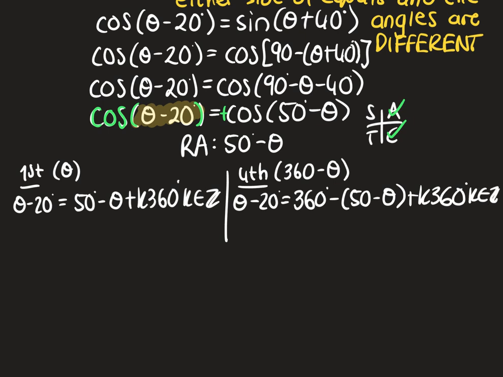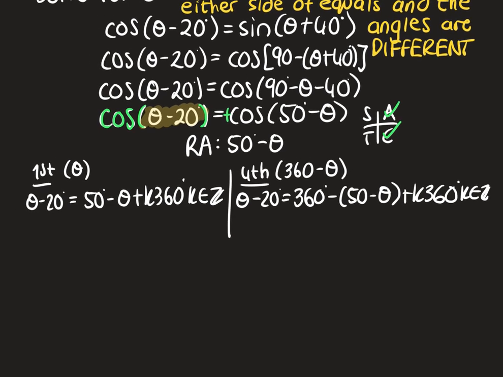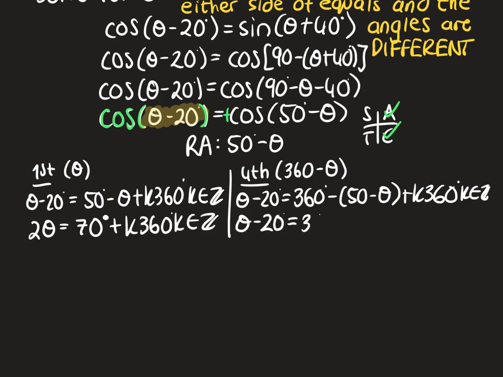And now we can solve for this. So what we're going to do is we can bring all our thetas over. So that's going to give me 2 theta. Bring the minus 20 over, it becomes a positive. So it's going to be plus 20, which is 70, plus K360. K is an element of integers. This side, we need to do a little bit more simplification. So let's times that negative in, like what I mentioned before. Plus theta, plus K360. K is still an element of your integers.